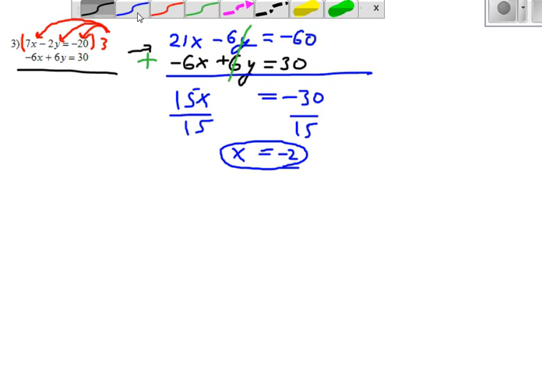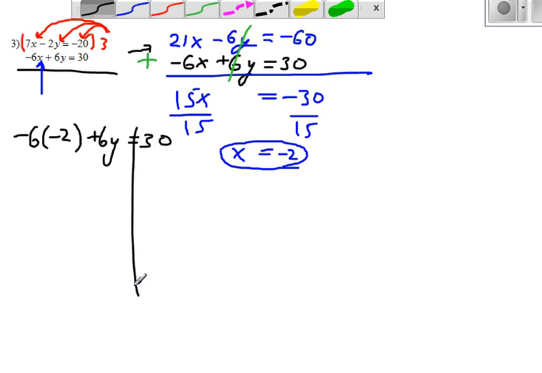What next? Where do we put that x is equal to negative 2? Any equation you want. Let's just put it right there. I see a couple smaller numbers instead of 20 or 7 and 20. Work with number 6. It doesn't matter. Whichever equation you think works better. So that's going to be negative 6 times negative 2 plus 6y is equal to 30. Let's solve this thing, and we are done.